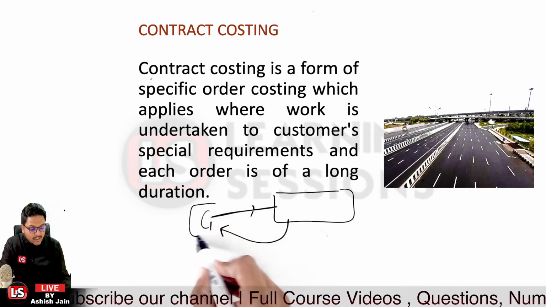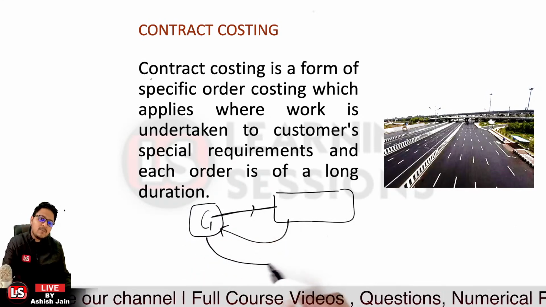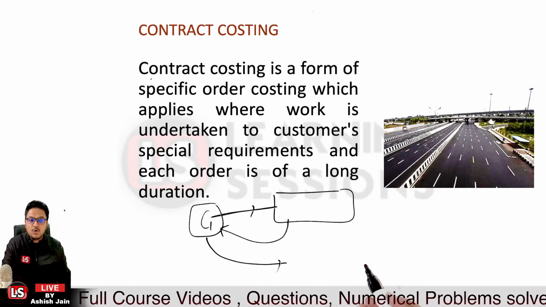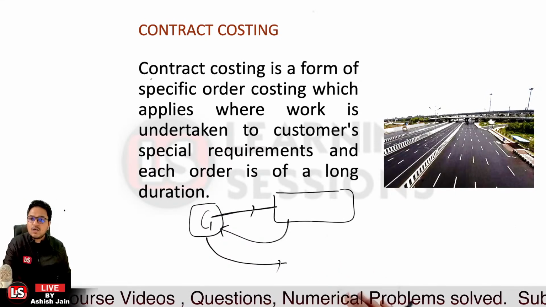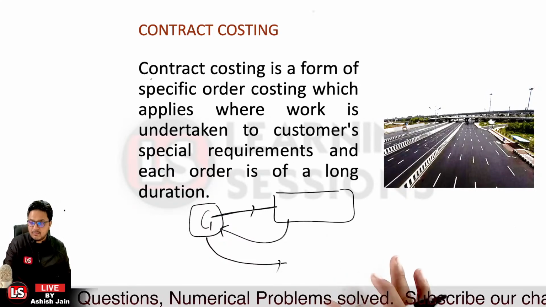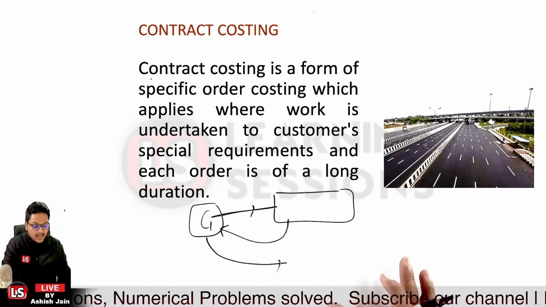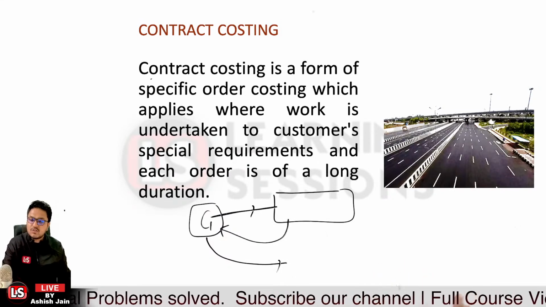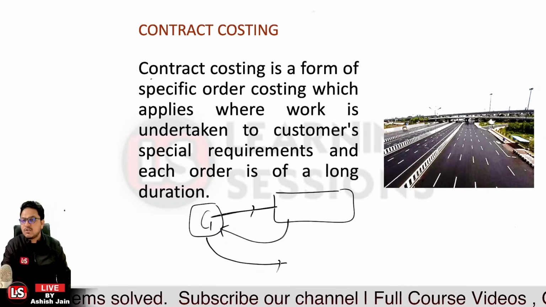Now the same contractor went for another project. Would he be charging the same price for the other contract? No. The contract cost would vary from project to project, from contract to contract. He will be completing his project in 2 years, 5 years, 10 years, whatever the time period is, but it is for a longer duration.